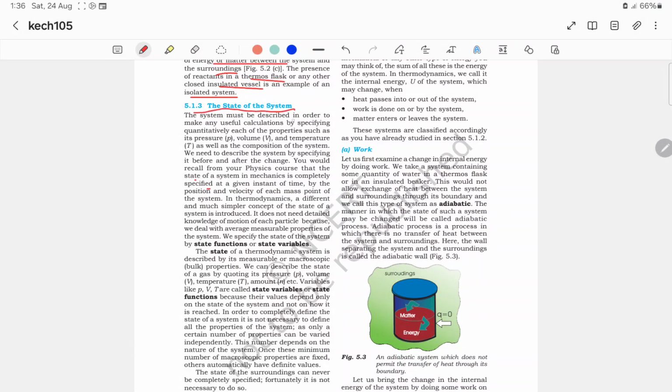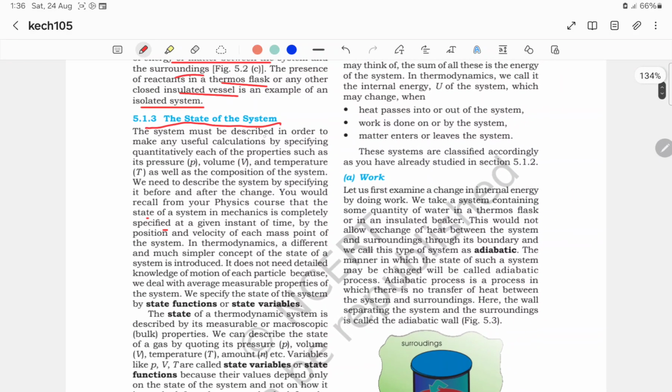The state of the system. The system must be described in order to make any useful calculation by specifying quantitatively each of the properties such as its pressure, volume and temperature, as well as the composition of the system. So we need to describe the system by specifying it before and after the change.